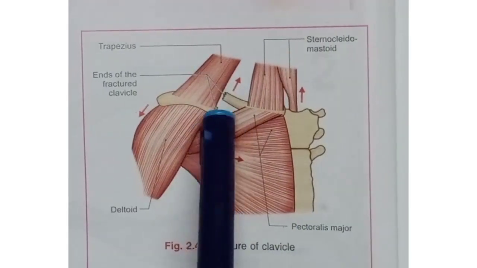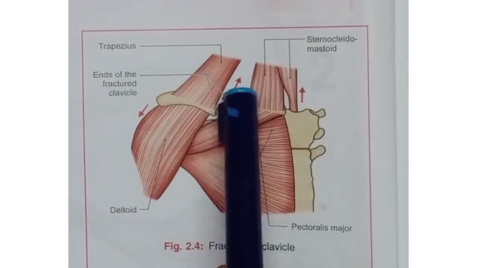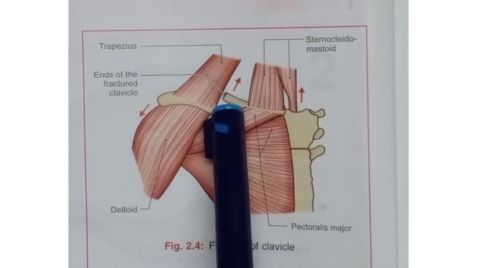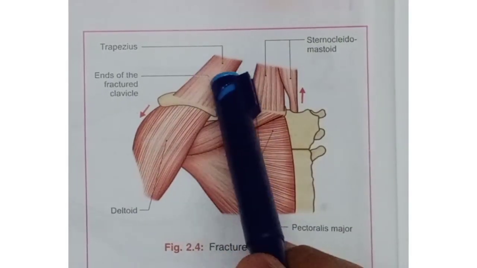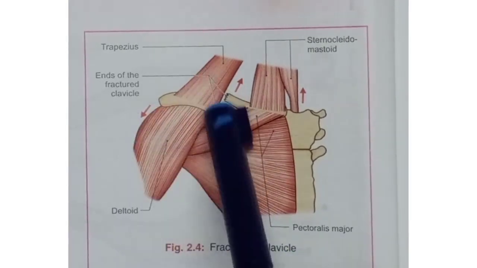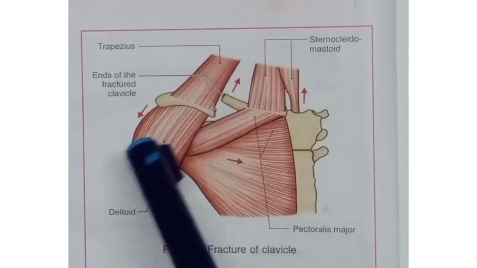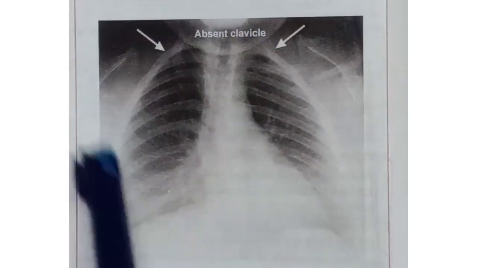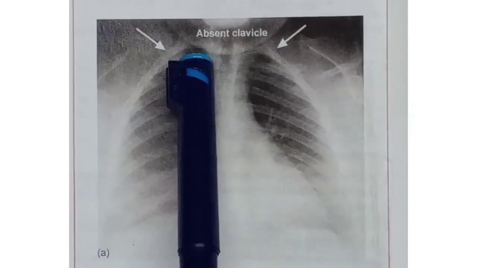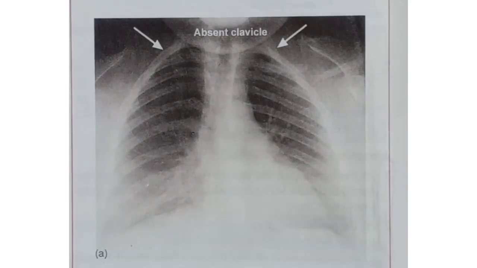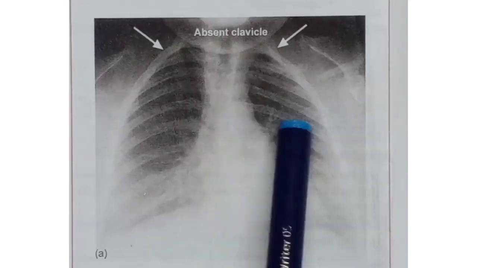If you see here, there is the fracture of the clavicle. So what happens is the lateral end is displaced downwards because the trapezius muscle is not able to hold the weight alone of the upper limb. And if you see in this X-ray diagram, there is no clavicle at all. That is your second clinical anatomy, which is your cleidocranial dysostosis.